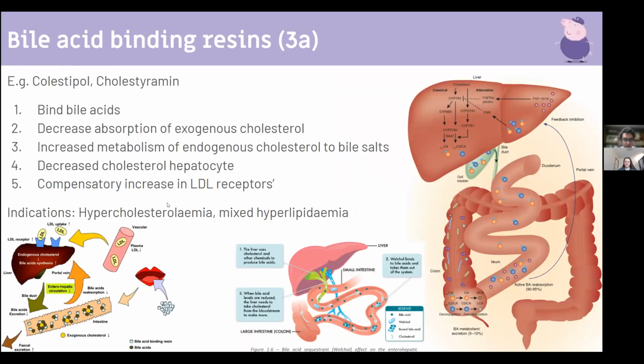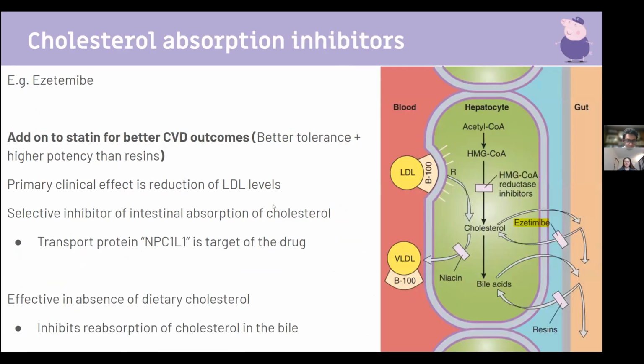So bile acid sequestrants bind this. They decrease absorption of exogenous cholesterol, and they increase, as a result, the metabolism of endogenous cholesterol to bile salts. So you're not reabsorbing the cholesterol, so it's not circulating by any of your endothelium and contributing to atherosclerotic plaques. You have decreased cholesterol in the hepatocytes, and as a result, a compensatory increase in LDL receptors, which is going to mean you have a greater internalization of LDL, indicated in hypercholesterolemia and mixed hyperlipidemia.